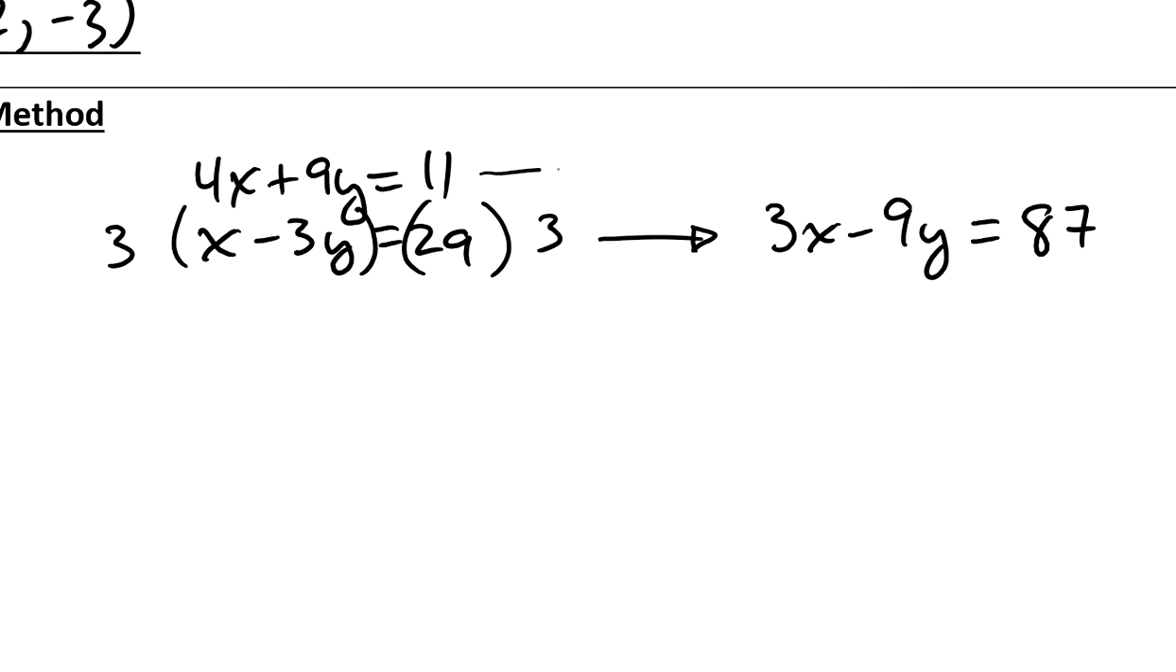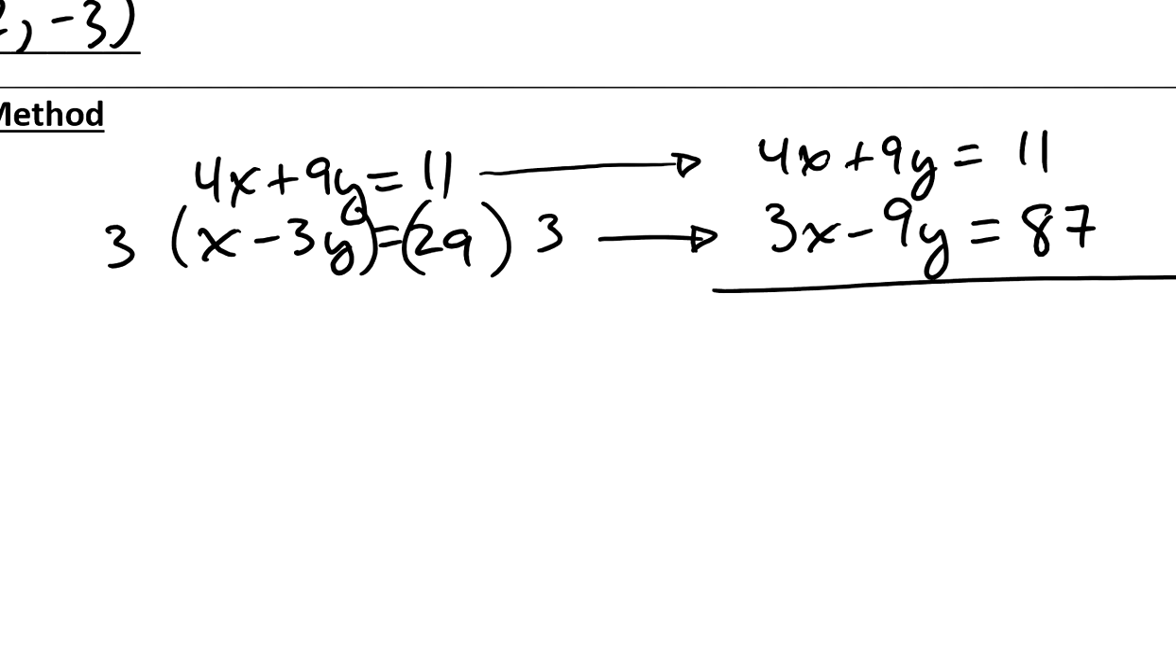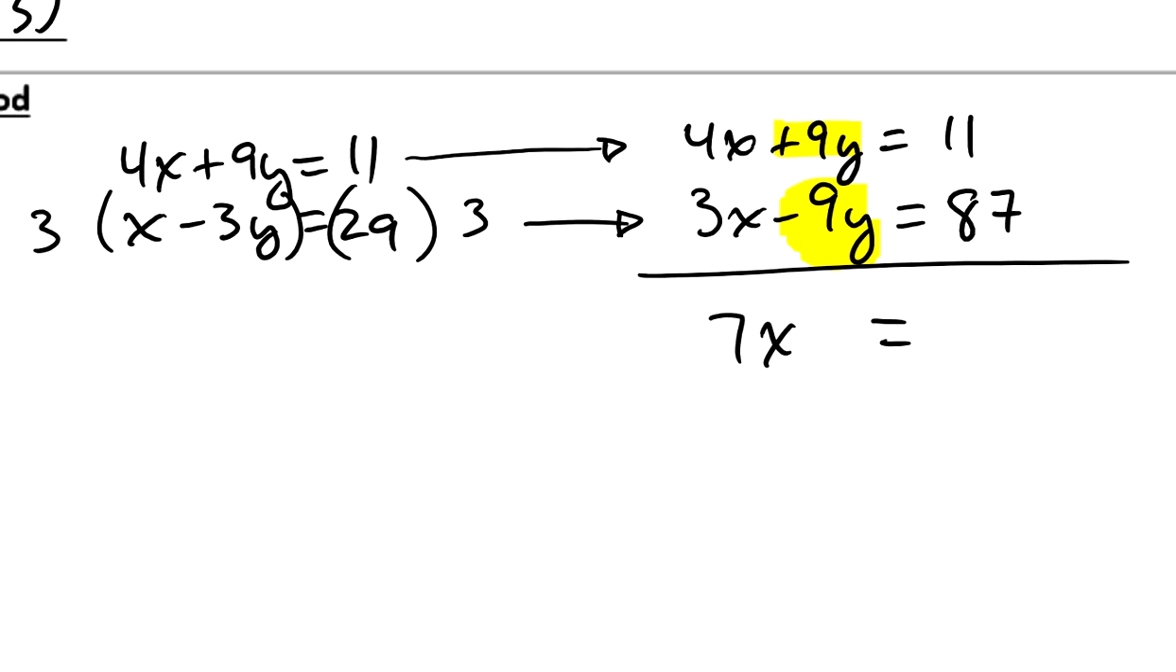And let's just rewrite the top equation again. Here it is. It's 4x plus 9y, and that equals 11. And again, you can see right here, there's a positive 9y and a negative 9y. When we combine those, they are exact opposites of each other, so they're going to be gone. So I end up getting on the left-hand side 4 plus 3 is 7 x's, and on the other side 11 plus 87. 11 plus 87 is the number 98.